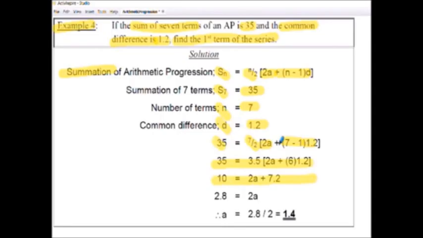All I do now is take the 7.2 from both sides to get 2.8, and then I divide by the 2 to get the A. So the first term in the series is 1.4. I just encourage you to go back and have a look at the arithmetic there and make sure you understand your BODMAS process.